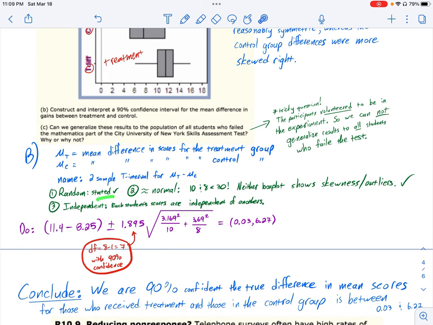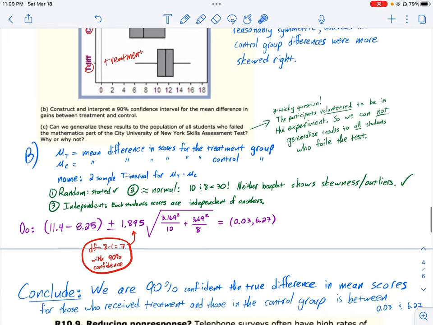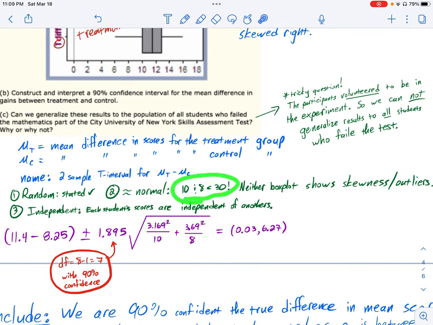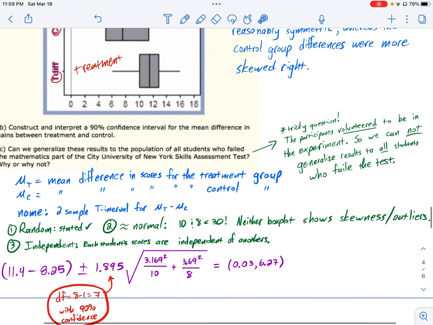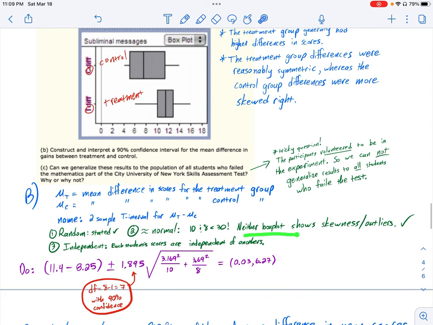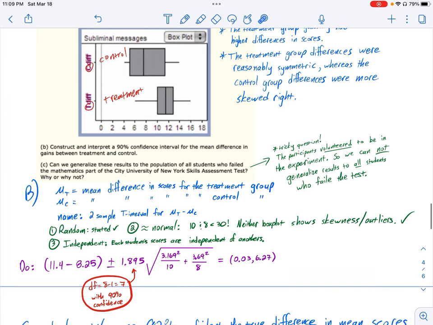Random was stated. Normal, it's like, uh-oh, these are too small. Neither one is bigger than 30. But look, guys, they gave you the box plots, and neither one shows it being skewed. And I don't see any stars, so there's no outliers. So we can proceed. Being independent, I just wrote this time, each student's scores are independent of another's.